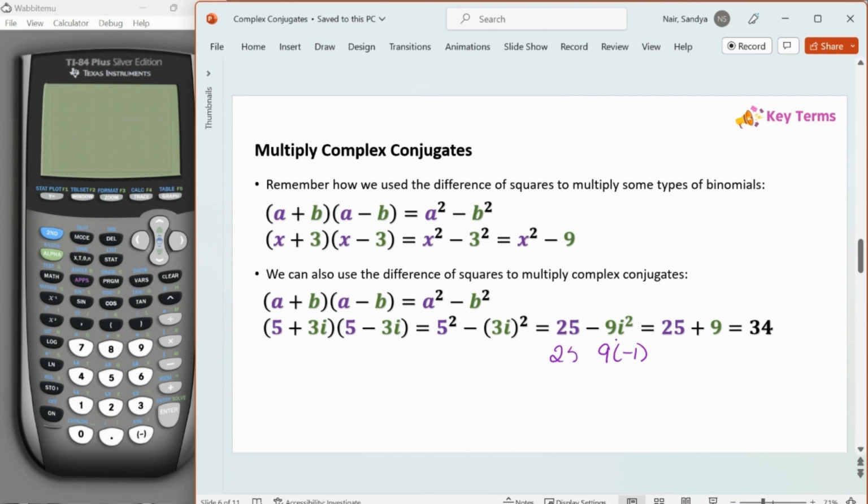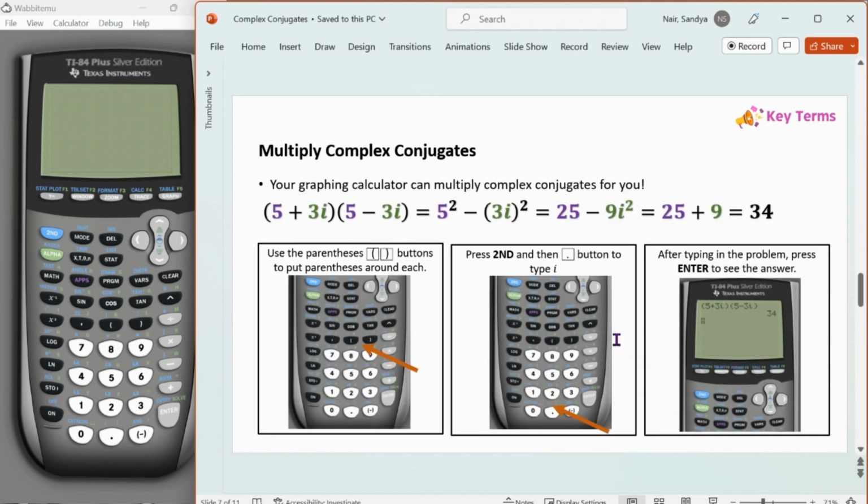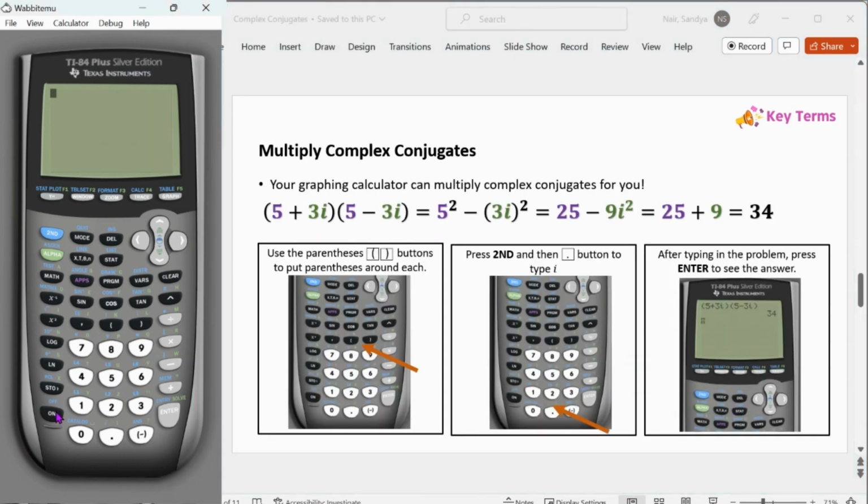So this is 25 minus 9 times negative 1. That's like 25 minus negative 9. Minus negative becomes a plus, so that's how we get 25 plus 9, and that equals 34. As always, we can use our calculator to help us out when we're multiplying complex numbers. So we can do 5 plus 3i times 5 minus 3i, and when we hit enter, that gives us 34.